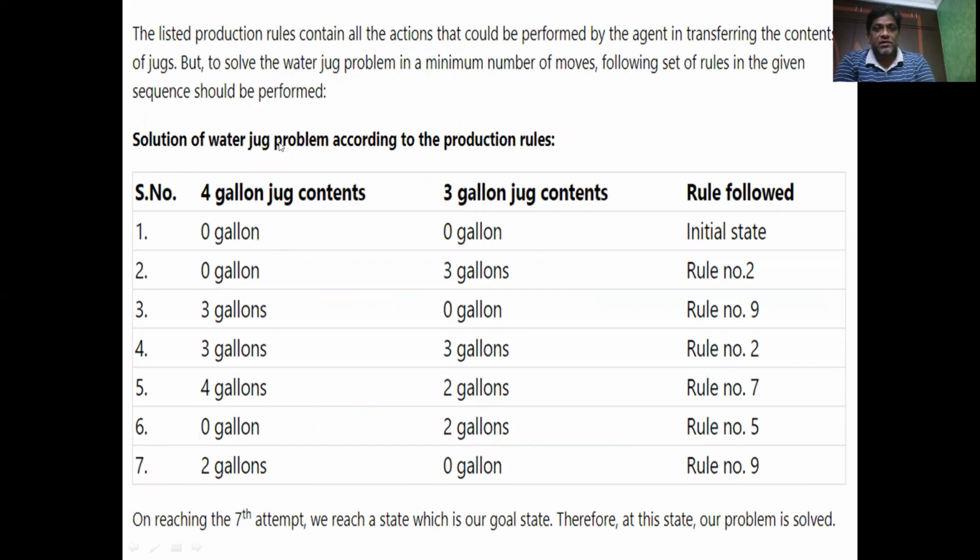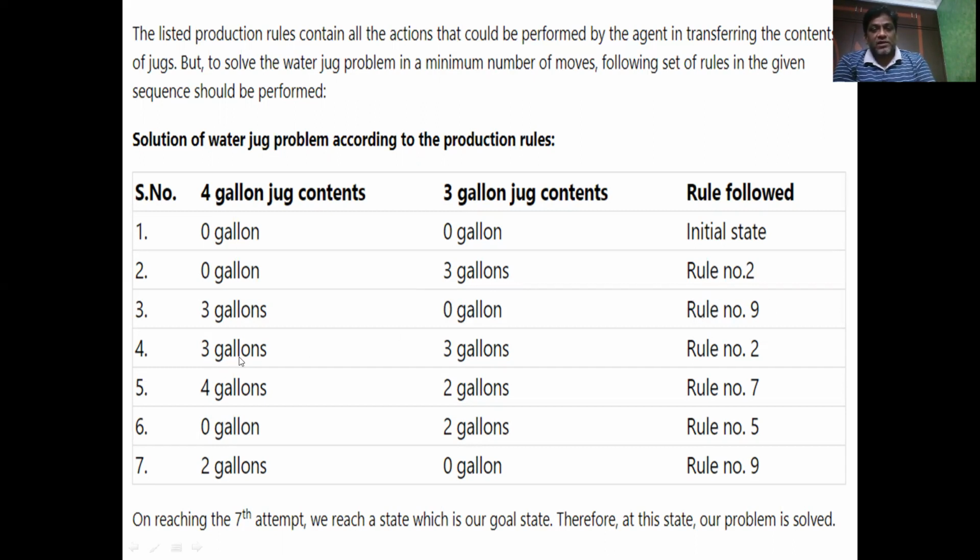Let us identify a possible solution for the 4-gallon water jug problem. This is the 4-gallon jug content and this is the 3-gallon jug content. Initially, both are empty. The first step is to fill the 3-gallon jug completely with the help of rule number 2. Then, in the third step, we pour this 3 gallons of water into the 4-gallon jug. Then it is filled with 3 gallons, right? Now this 3-gallon jug is empty. This is done with the help of rule number 9.